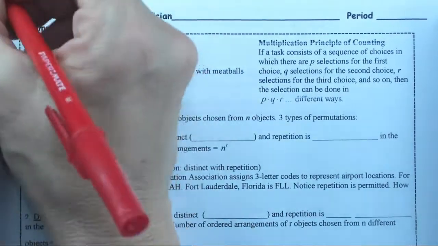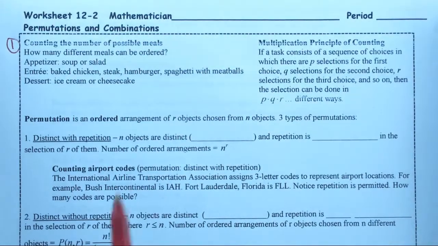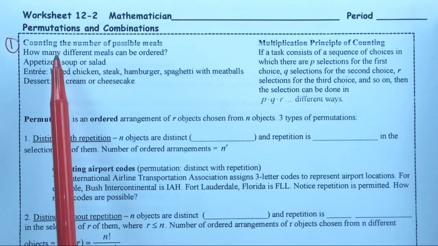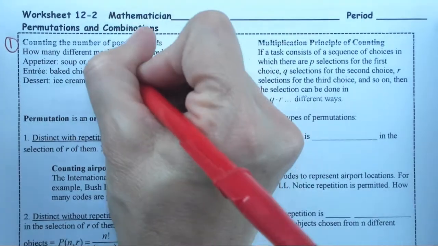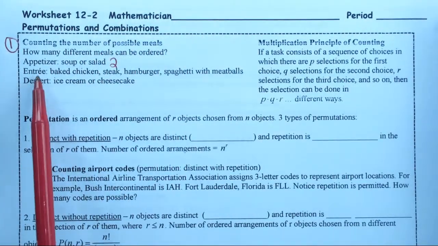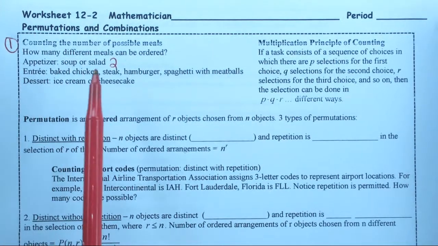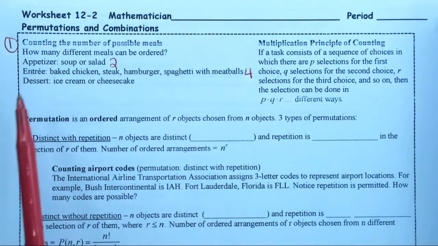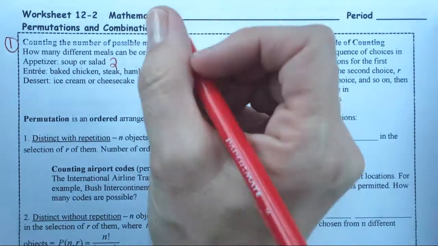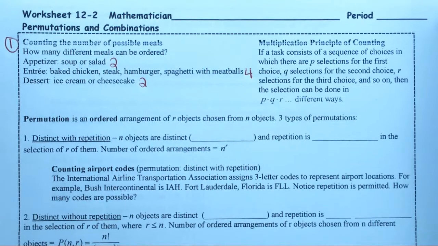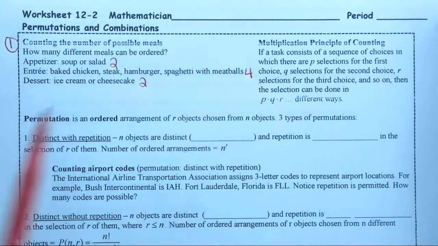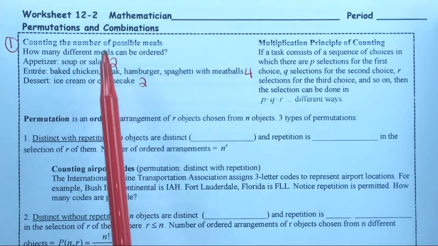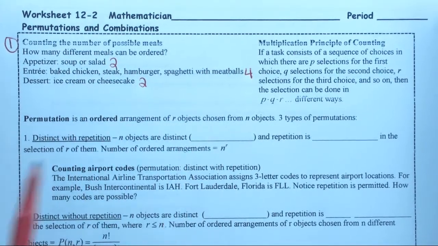So, for instance, here would be example 1. If I wanted to know how many different meals could be ordered if I had 2 appetizers, a soup and a salad, if I had 4 entrees to choose from, baked chicken, steak, hamburger, or spaghetti, and then I get to choose a dessert, and I have 2 choices, ice cream or cheesecake. There could be several combinations. I could have soup, spaghetti, cheesecake. I could have soup, chicken, cheesecake. I could have salad, chicken, cheesecake, and so on and so on.